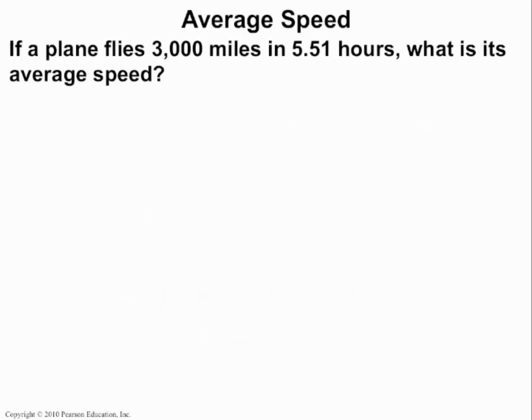If a plane flies 3,000 miles in 5.51 hours, what is its average speed? Pause the video, do that on your own, and resume when you have your answer. All right, you should have got 544 miles per hour. You should not have gotten 544 point something something something. Why? Because, once again, significant digits. This is division, 3,000 divided by 5.51. And when you do 3,000 divided by 5.51, you realize that your least known term has 3 significant digits, and so your final answer has to have no more than 3 significant digits.